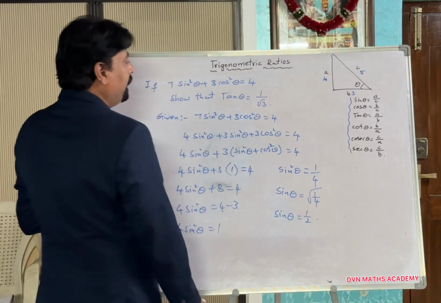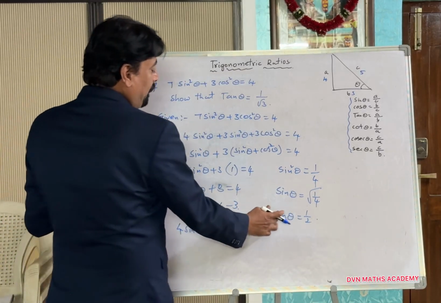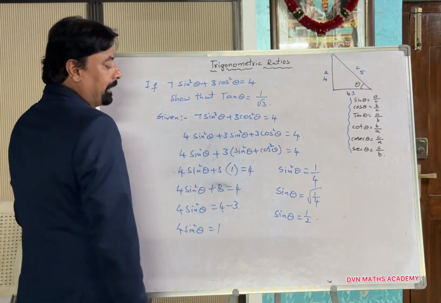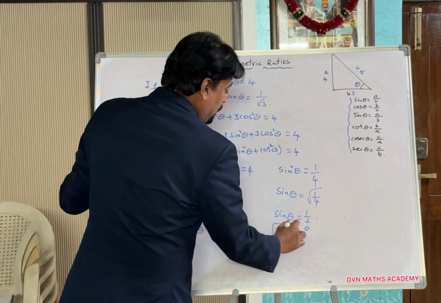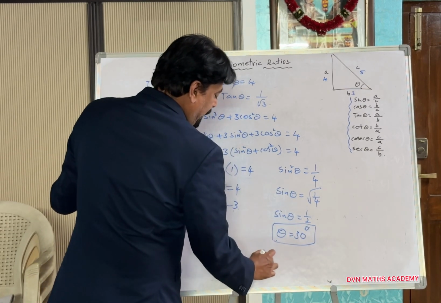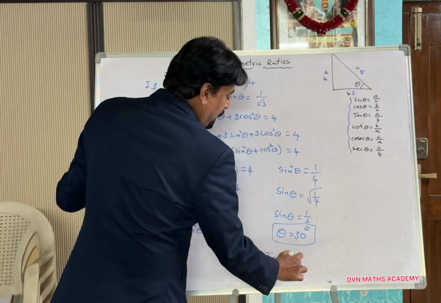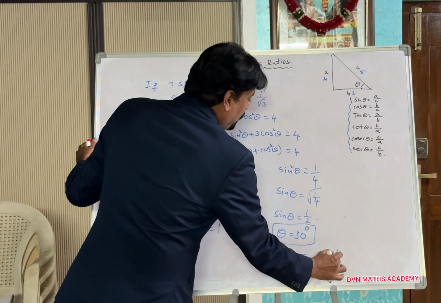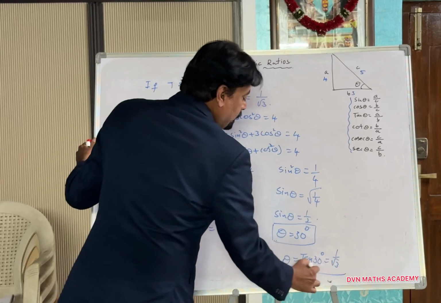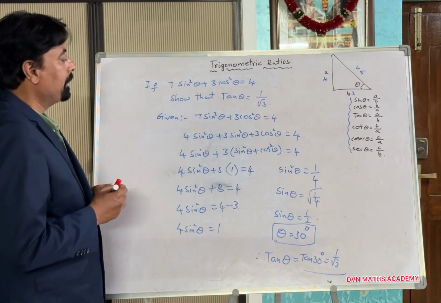So you know very well where the sin theta value is 1 by 2 means that theta is equal to 30 degrees. So I got theta value here. Therefore tan theta is equal to tan 30 degrees, that is equal to 1 by root 3. So this is a simple question.